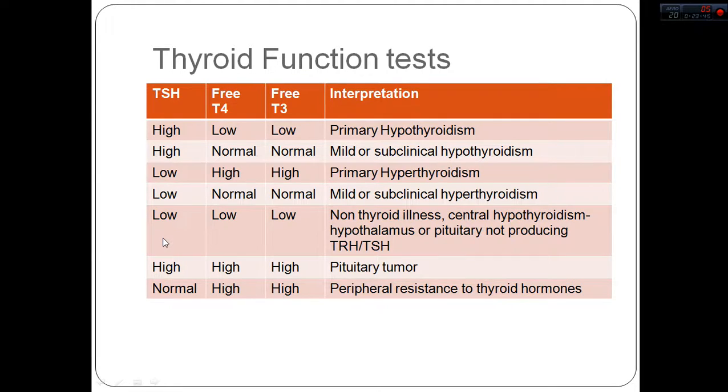Now another scenario where you have low TSH, low T3 and T4. That means the negative feedback mechanism is not working. If free T3, T4 are low, it should stimulate the hypothalamus, and it should stimulate the anterior pituitary gland to produce more TSH. But in this case, the central system is not working. That means there is something wrong with the central command. So this is called central hypothyroidism.